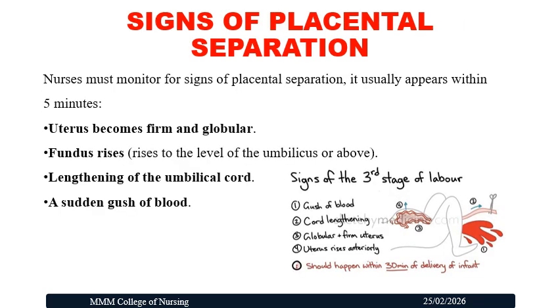The signs of placental separation. As nurses, during the third stage of labor, we should know the signs of placental separation. Before they appear, we are not supposed to pull the umbilical cord. The signs are: uterus becomes firm and globular, fundus rises up to the level of the umbilicus or above, lengthening of the umbilical cord, and sudden gushing of blood.